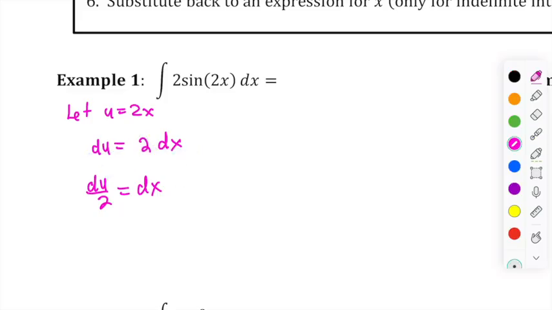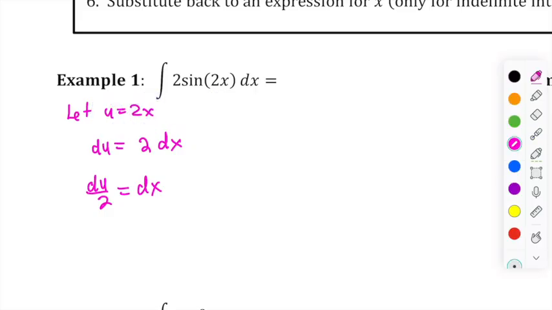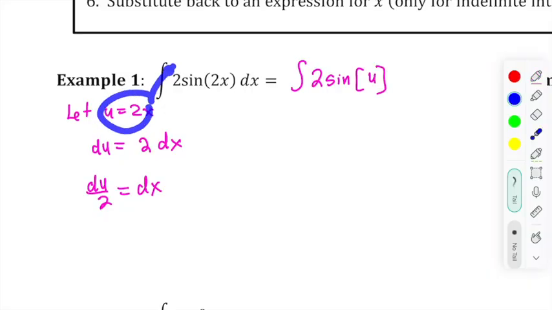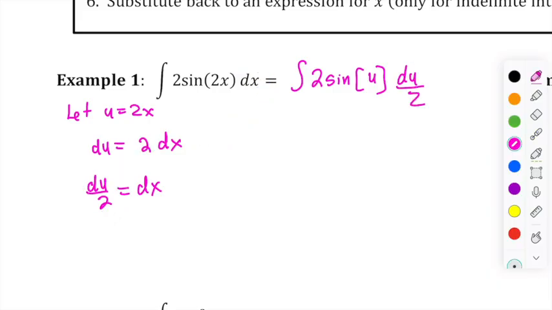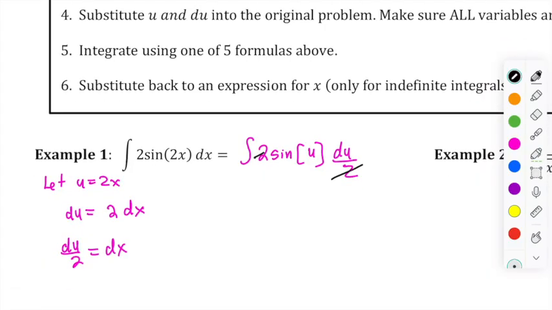Now, we have an expression for dx here, and we have an expression for u that goes in here. So let's substitute all of that back in. So we have the integral of 2 sine. And again, we're going to use u instead of 2x. So again, we substitute u into here. And then we're going to substitute dx for du over 2. And now look what happens after we do our substitution. Those cancel, the 2's cancel, and we are just left with the integral of sine of u.